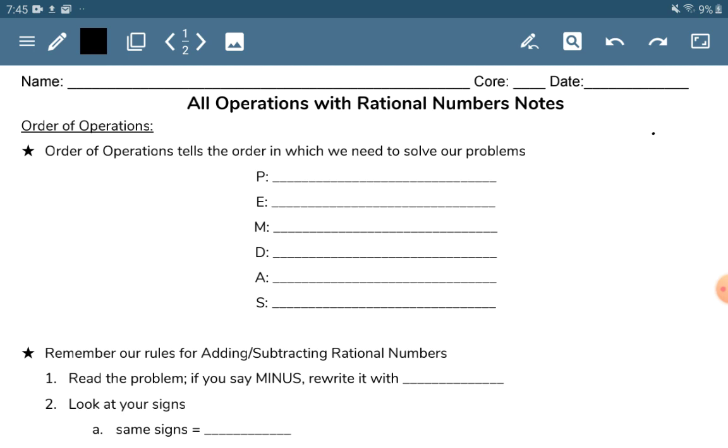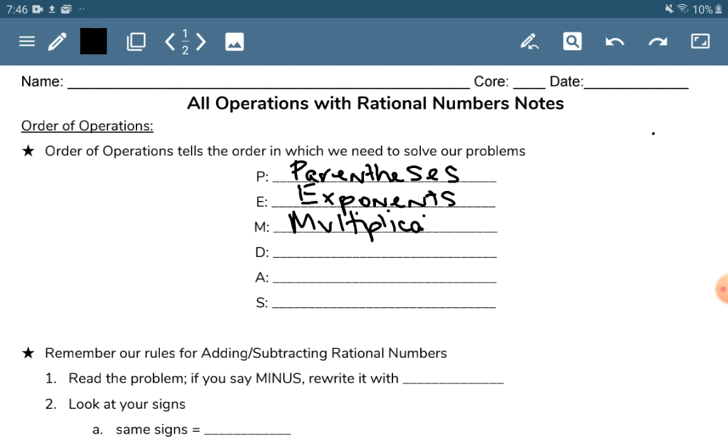So P stands for parentheses. E stands for exponents. M stands for multiplication. D stands for division. A is addition. And lastly, S is subtraction.